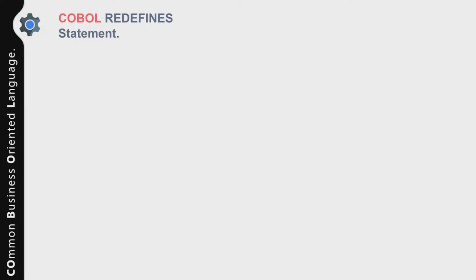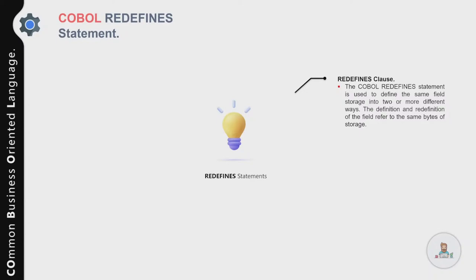Now let's talk about the redefines statement and how exactly you can use that in your COBOL program. By definition, the COBOL redefines statement is used to define the same field storage in two or more different ways. The definition and redefinition of the field refer to the same storage location or bytes. In this way, different data items can refer to the same memory location to reduce memory space, and the program is easier to maintain as well.